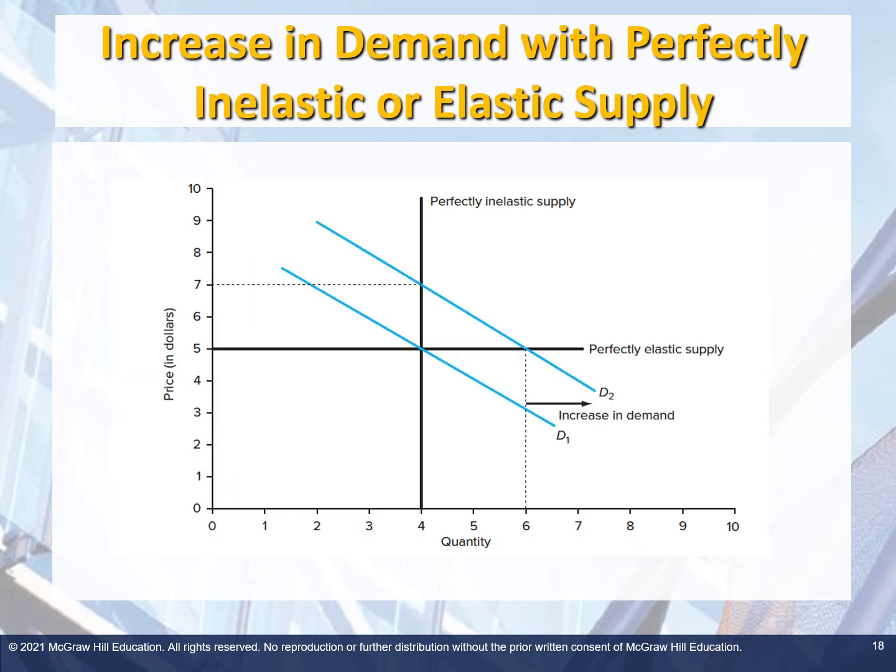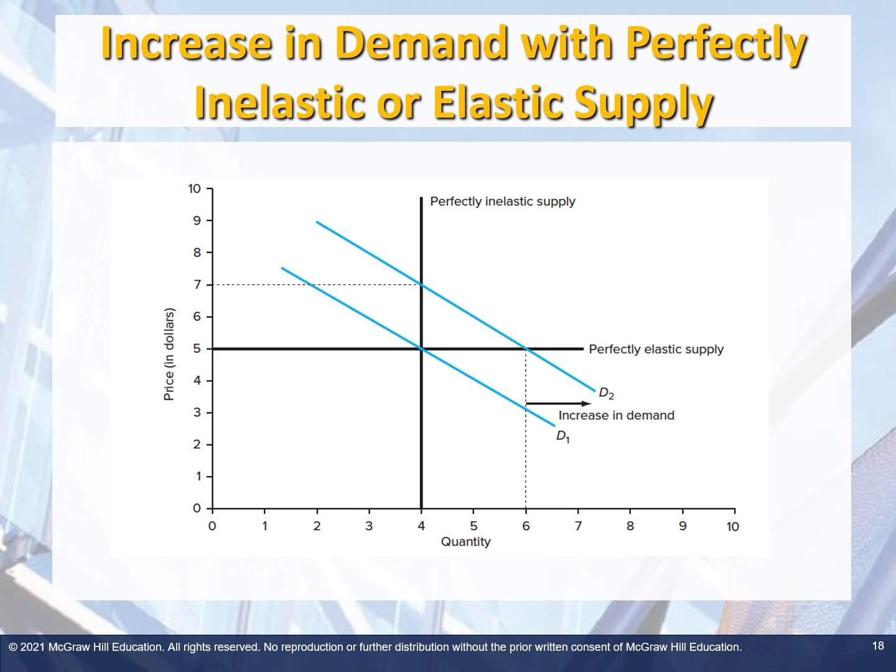When there is an increase in demand with perfectly inelastic supply, the entire increase in demand is reflected in a higher price with no change in quantity. For example, if the demand for a rare collectible item increases, the price will rise significantly because the supply is fixed. Baseball cards is a great example of this. Only a certain number of them are printed.